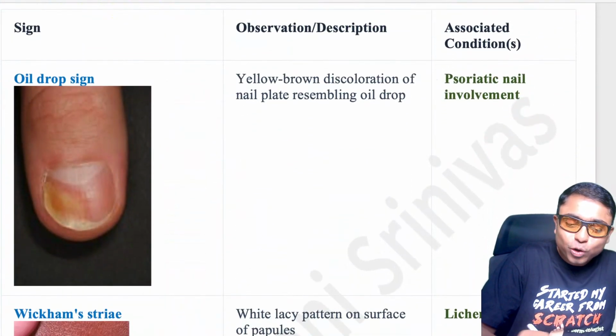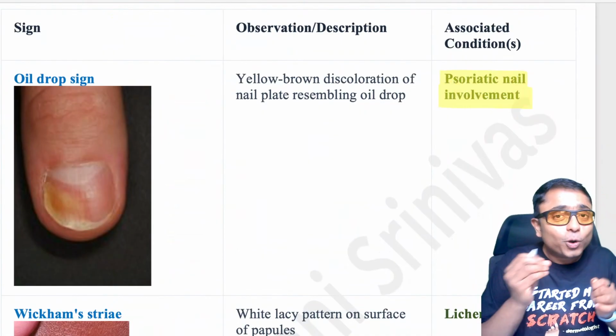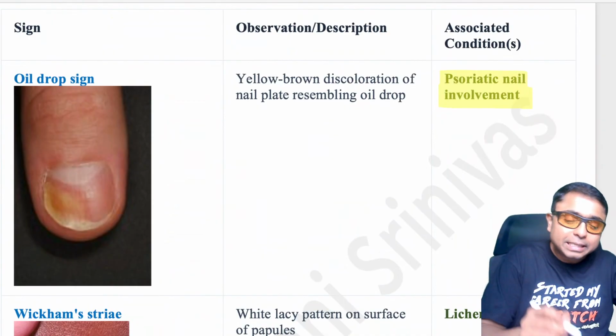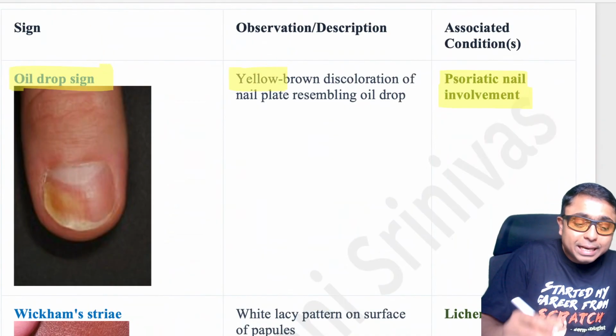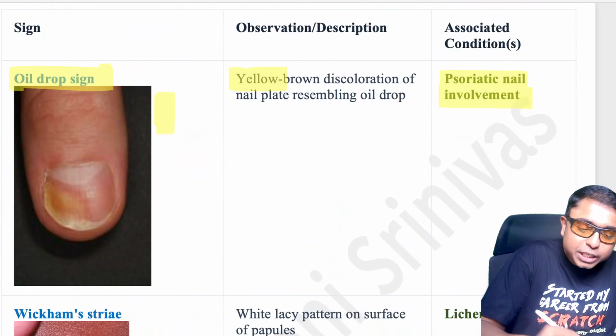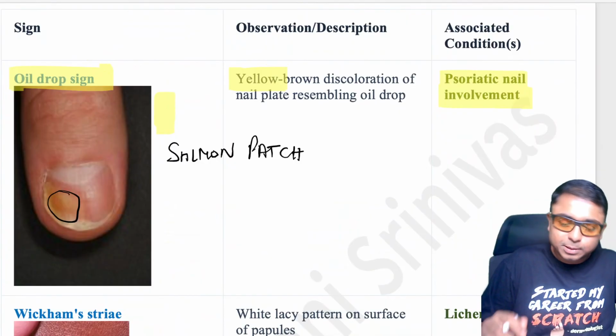In the nails of psoriasis, if you observe carefully, we see as if a drop of oil is present below the nail plate, with a yellowish discoloration, which is called oil drop sign. This is also called salmon patch, and please remember, this is the pathognomonic sign in nail psoriasis. So this is a pathognomonic sign in nail psoriasis.